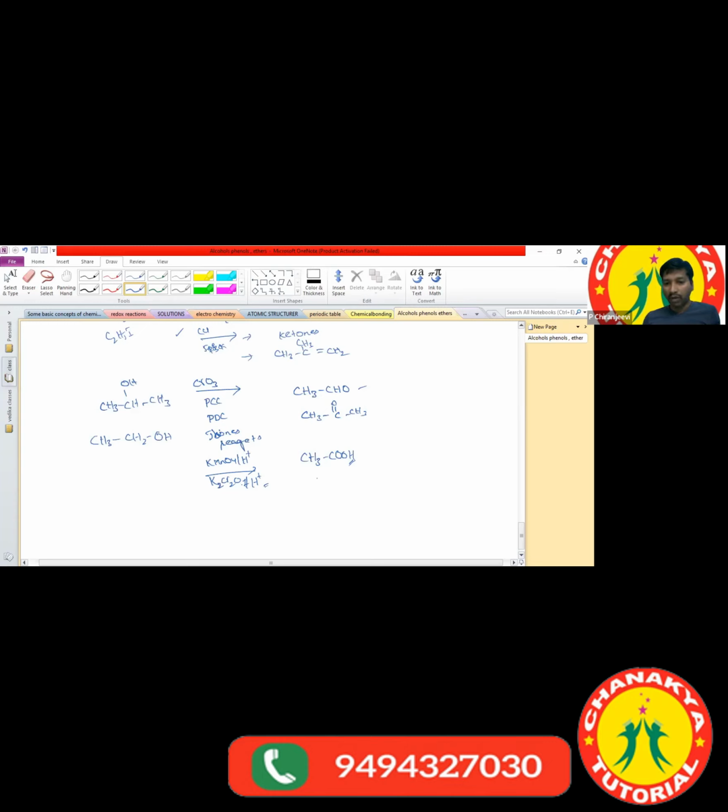Okay, now let's see what product it forms. It forms CH3COOH plus HCOOH. CH3COOH and HCOOH are formed. Clear? Okay, so all these are the different types of reactions we have. Next, we'll go for the preparation of phenol.